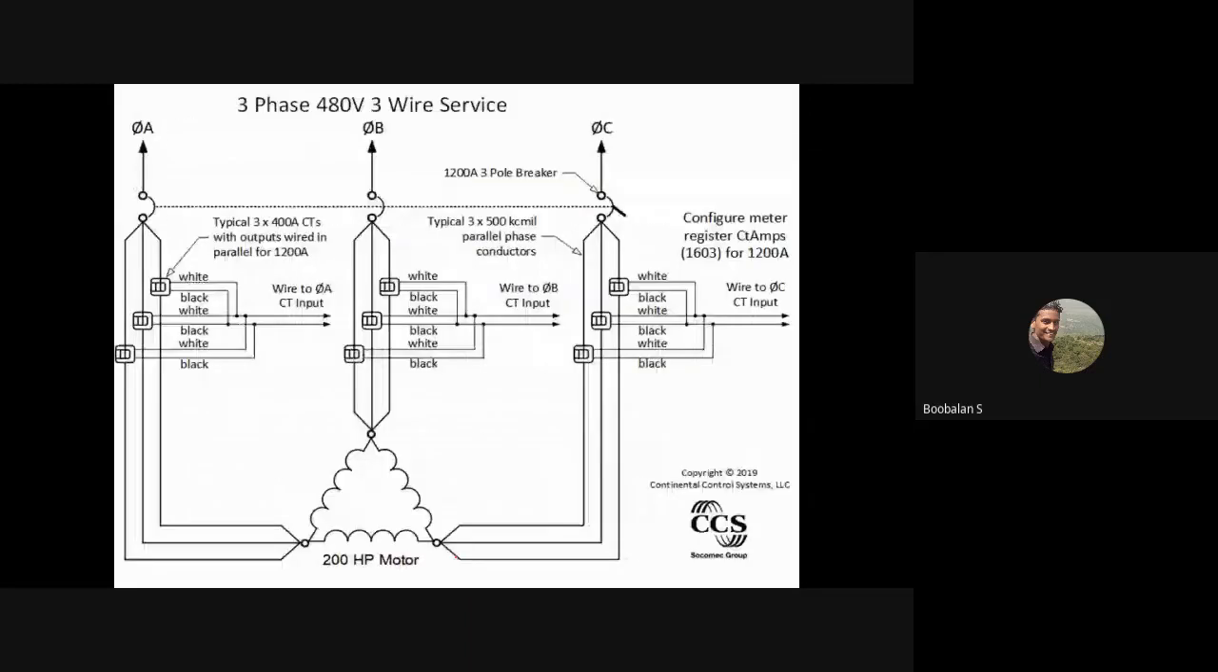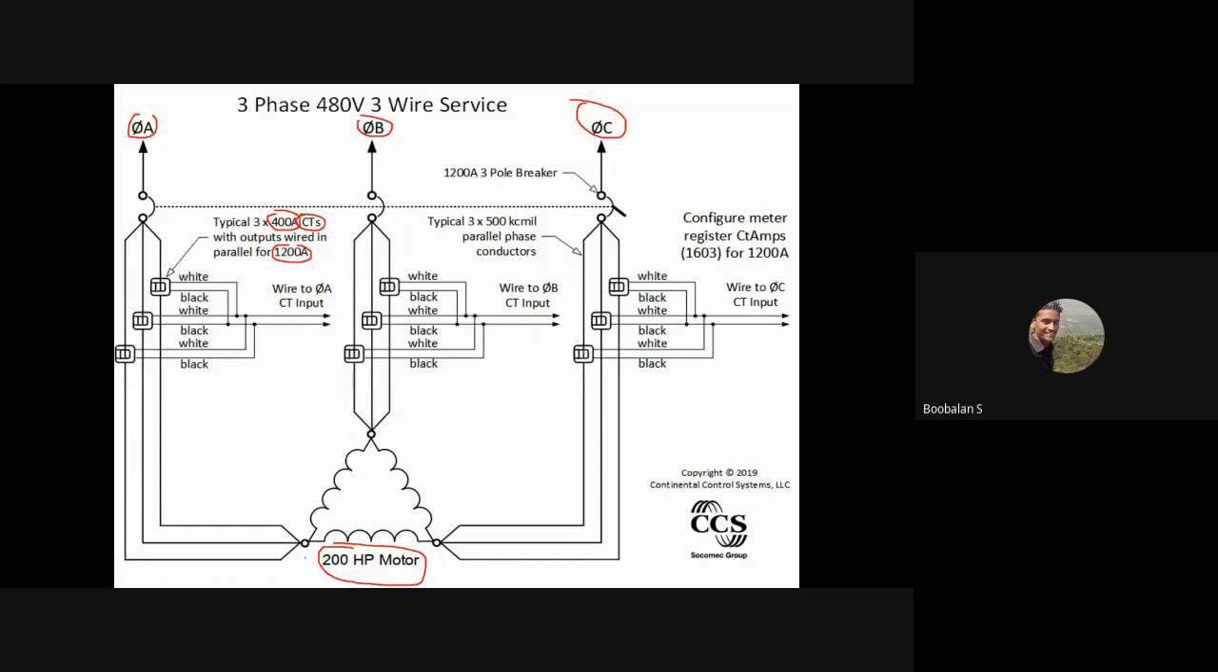This is one more example of how CTs are connected in parallel. Three phase power is coming for a 200 HP motor: phase 1, phase 2, phase 3. The total power supply coming is a maximum of 1200 ampere, so each phase consists of 400 ampere. Now three CTs are connected in parallel. R phase, Y phase, B phase, each split into three.